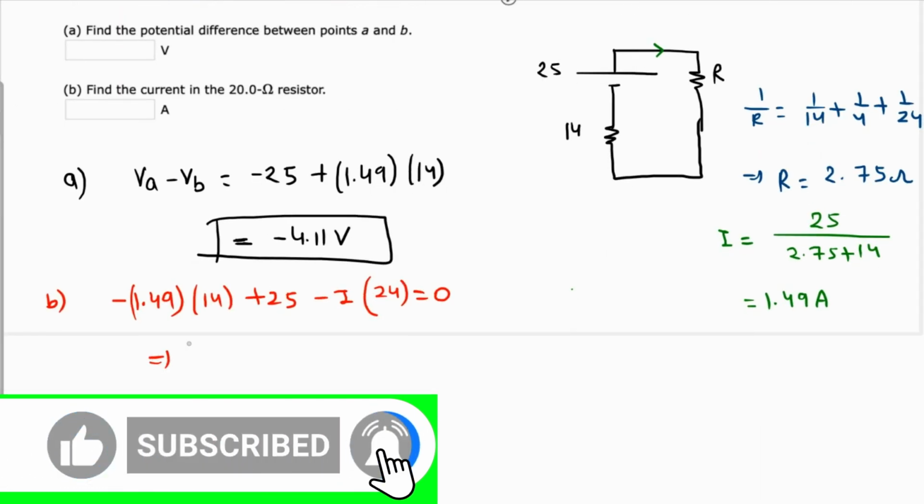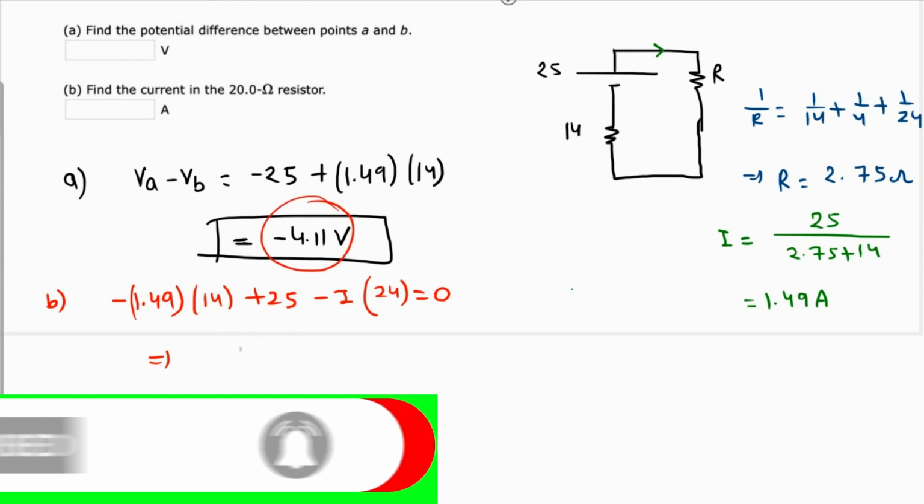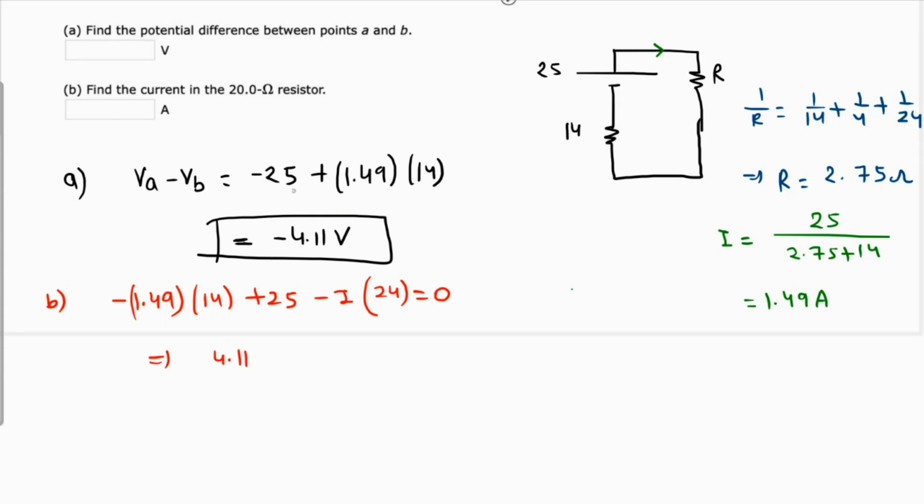So this will become 25 minus this value we have already found as 4.11. This was negative 25 plus this. So this is 25 minus 4.11, and that is equal to 24I. And if we divide both sides by 24, we'll get the value of I as 0.17 up to 2 decimal places. So this is the required current which is flowing through the 20 ohm resistor.